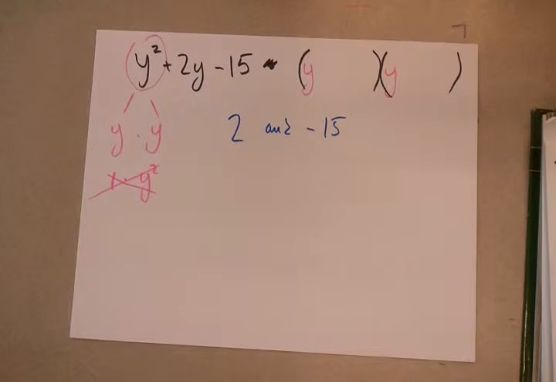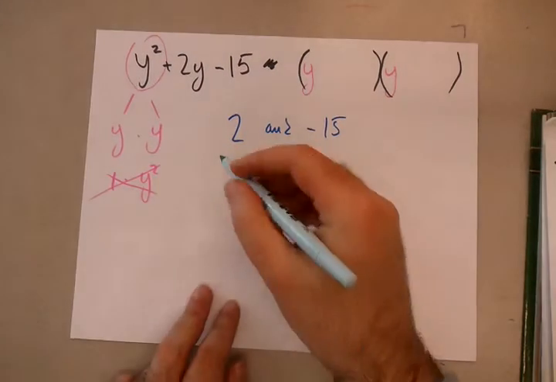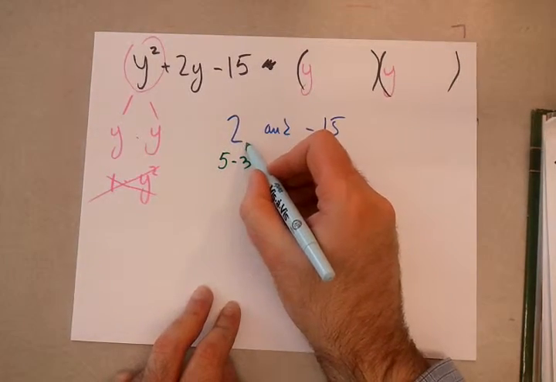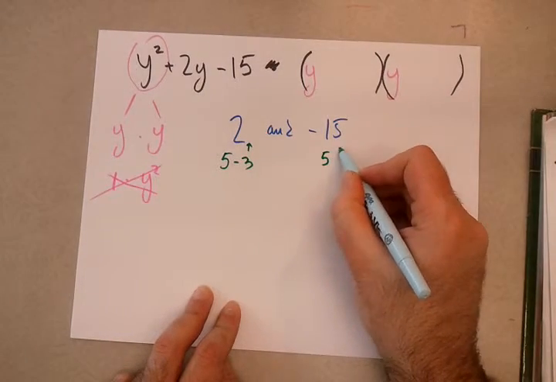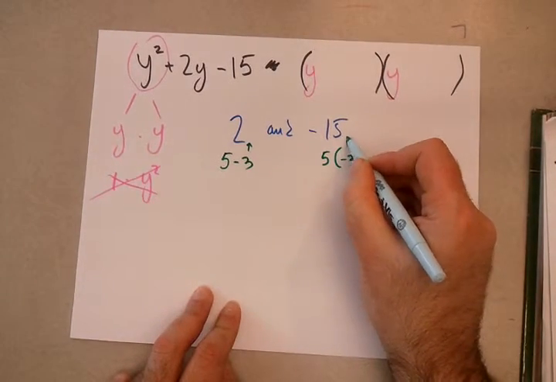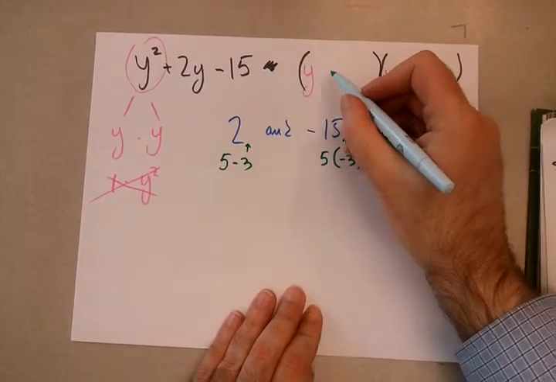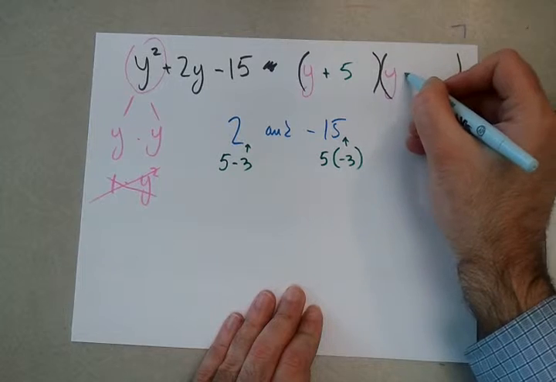Well, 1 times 15, there's no way you're getting a 2 out of 1 and 15. What about 3 times 5? A 3 and a 5. You can get a 2 out of that. It's a positive 2. So what about a positive 5 and a negative 3? Okay, let's try that. 5 minus 3, that's a 2. 5 times negative 3, that's a negative 15. Perfect. That works out. So our two numbers are a positive 5 and a negative 3.